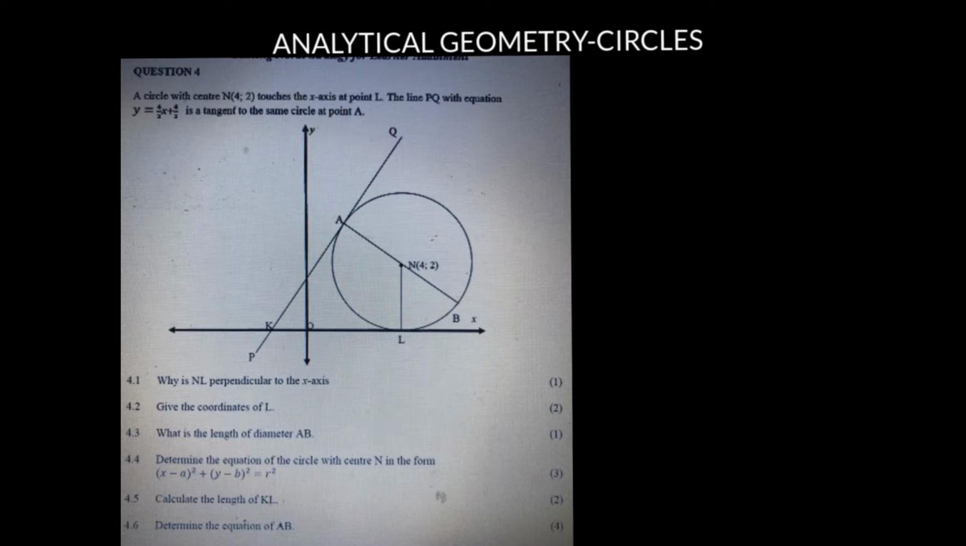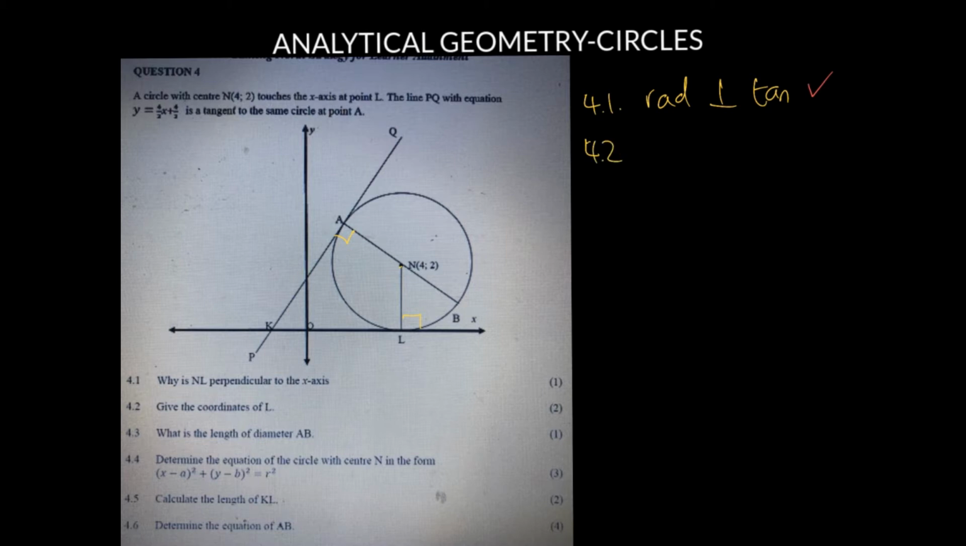All right, so that tells us a couple of things. First of all, the x-axis is a tangent at L, and the line PQ is a tangent at A. So at both of these points of contact there has to be a right angle, because any line coming from the center to a tangent will be perpendicular to the tangent. That also answers question 4.1. The reason is that the radius is perpendicular to the tangent, and that would be worth 1 mark.